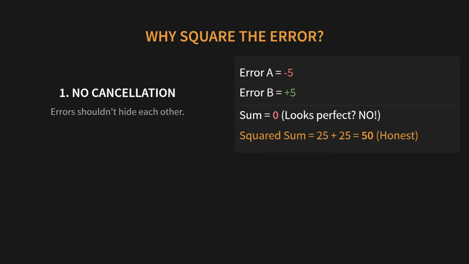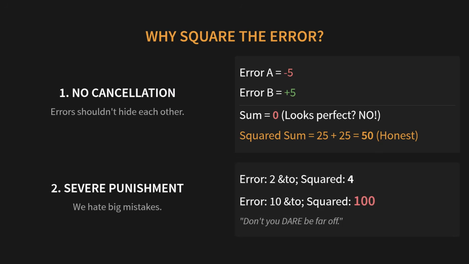Imagine we have 2 points. For the first one, our error is -5. For the second, our error is +5. If we just added them up, the sum is 0. It looks like a perfect model, but it's terrible. It's just getting lucky. But if we square them first, -5 squared is 25, and +5 squared is also 25. The sum is 50. That is an honest score. It reflects the real amount of error.